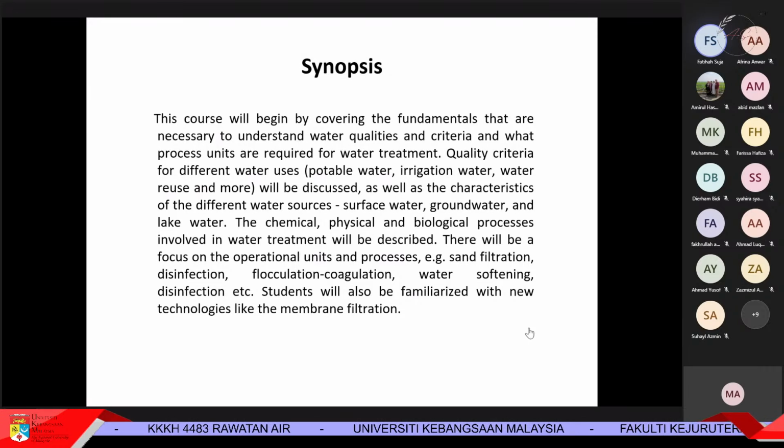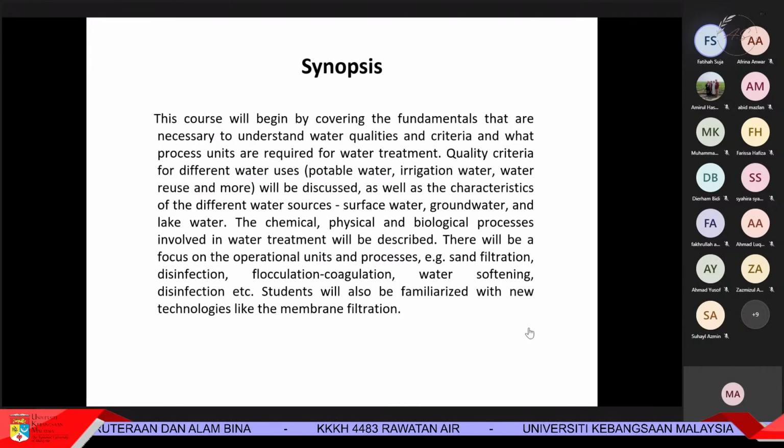Course learning outcomes. So we have 4 COs, or hasil penilaian kursus. One of the first COs is the ability to apply knowledge of physics, chemistry, microbiology, and fluid mechanics to perform engineering analysis and design calculation for water treatment systems.